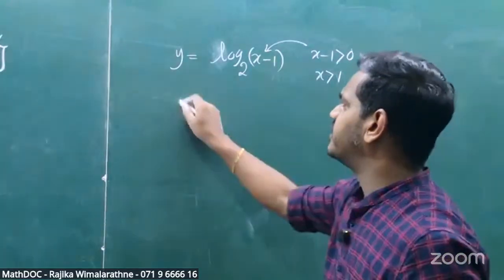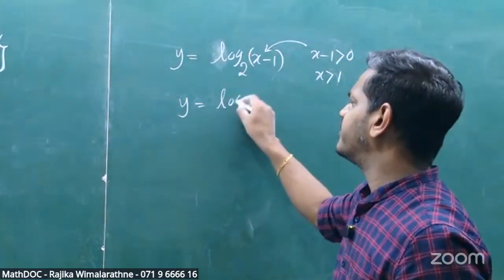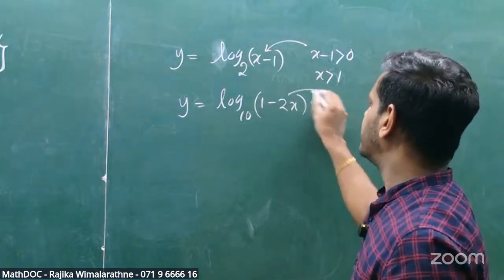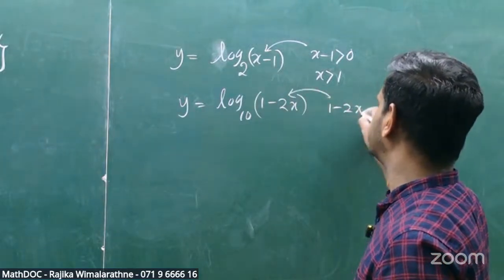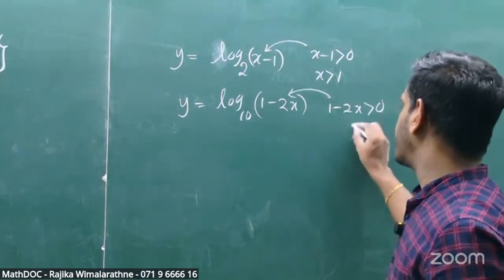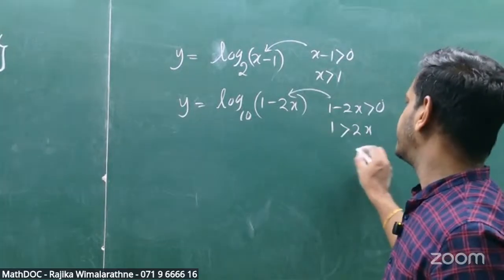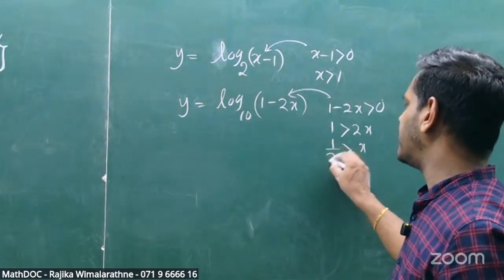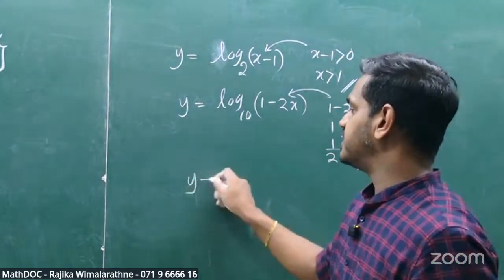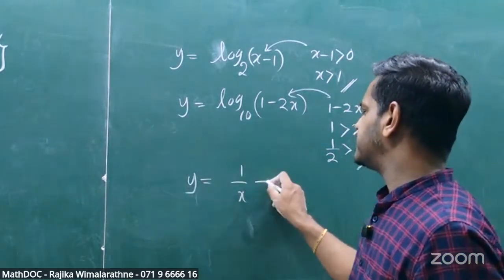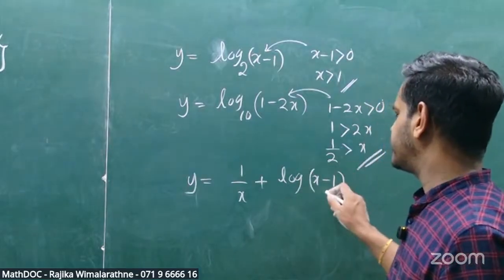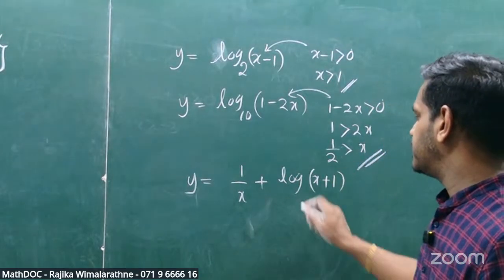Here is the domain. Y equals log base 10 of 1 minus 2x. Here take 1 minus 2x greater than 0. Don't take the equal value. Then 2x less than 1, so x is less than half. Here is the domain.